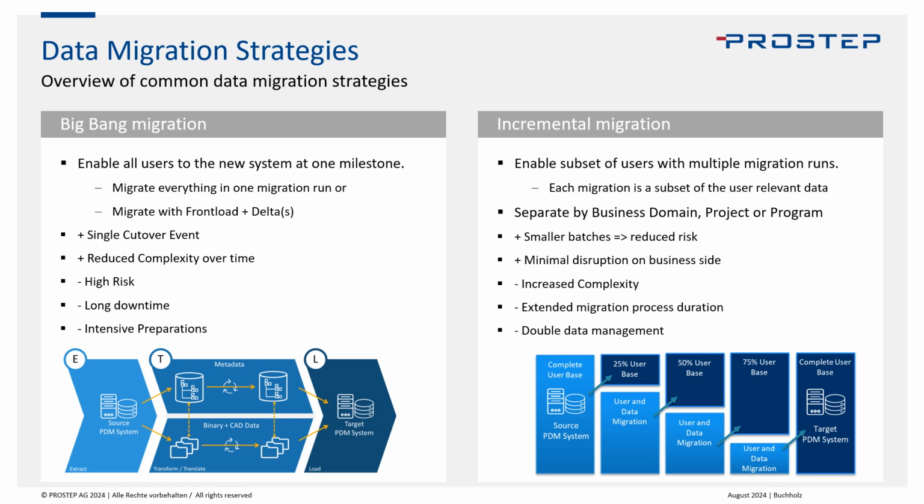That means moving the data can either be one large migration or a front load migration and a delta migration and maybe a second delta migration, depending on how long these delta migrations take. So it's about enabling all users at one milestone, not migrating all data at once. The good thing is you have a single cutover event, so you can focus all of your resources onto that one event, which will happen at one point in time. This also means that you have a reduced complexity over time, because you can focus everything on that one event.